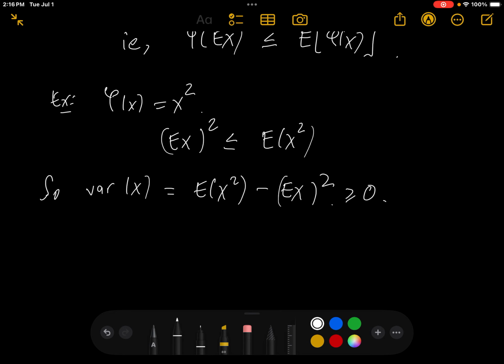Maybe I should just make it clear that this is a little x here, and then this is a capital X. Okay. I mean, you don't need Jensen's inequality to prove this inequality that the variance is non-negative, but it's just a little application of it.